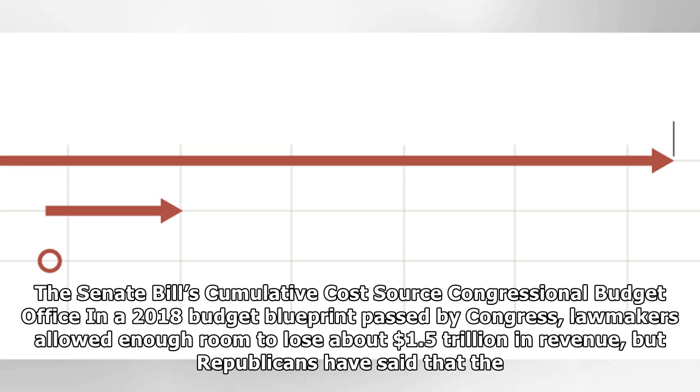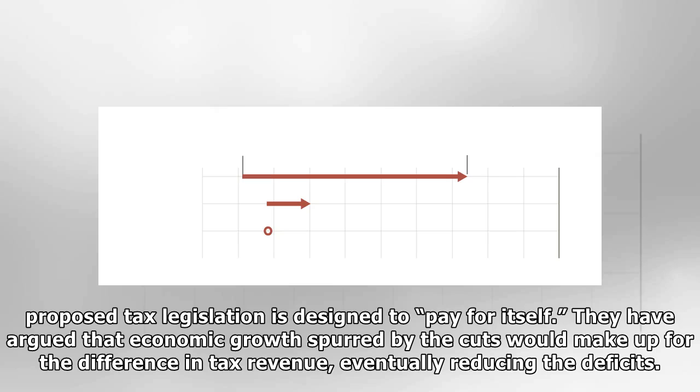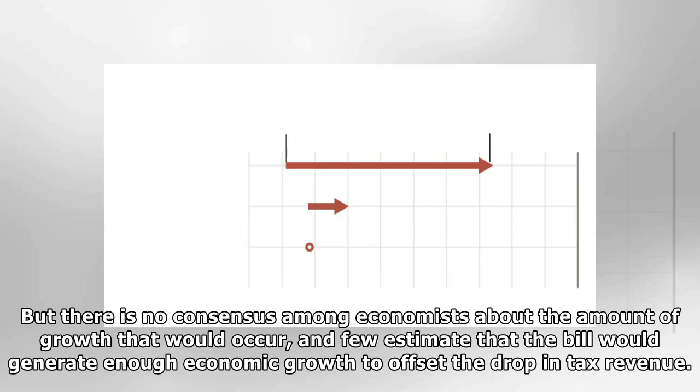but Republicans have said that the proposed tax legislation is designed to pay for itself. They have argued that economic growth spurred by the cuts would make up for the difference in tax revenue, eventually reducing the deficits. But there is no consensus among economists about the amount of growth that would occur, and few estimate that the bill would generate enough economic growth to offset the drop in tax revenue.